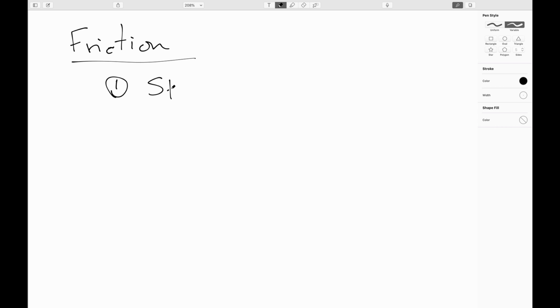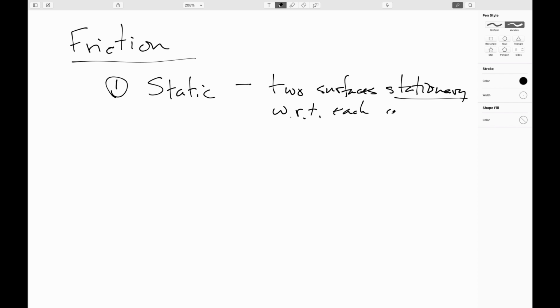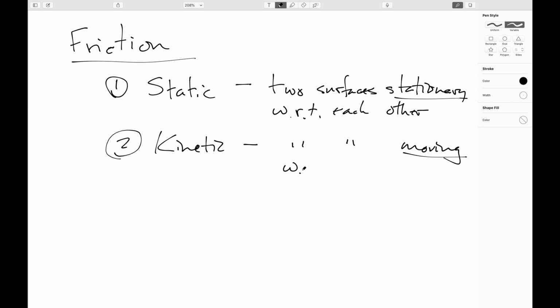One regime you can break it into is static friction. This is where the two surfaces in question are stationary with respect to each other. The other major category is kinetic friction, which is where the two surfaces are moving with respect to each other.